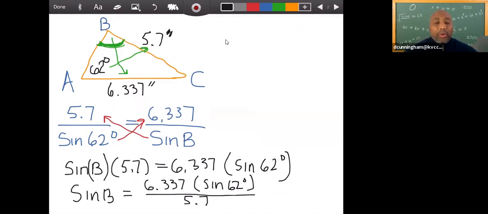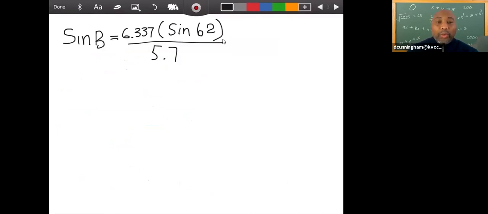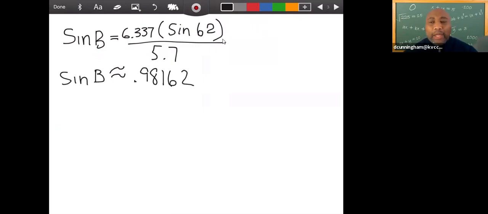Now, once we do our math here, we're going to end up with a value, and then we're going to take the arc sine to find B. So let's do that. Once we do this, this gives us an approximation. Make sure you use your parentheses and make sure you have your numerator and your denominator so you get the right answer. This gives us 0.98162. So the sine of B is approximately that. Again, we're not solving for the sine of B, we're solving for just B.